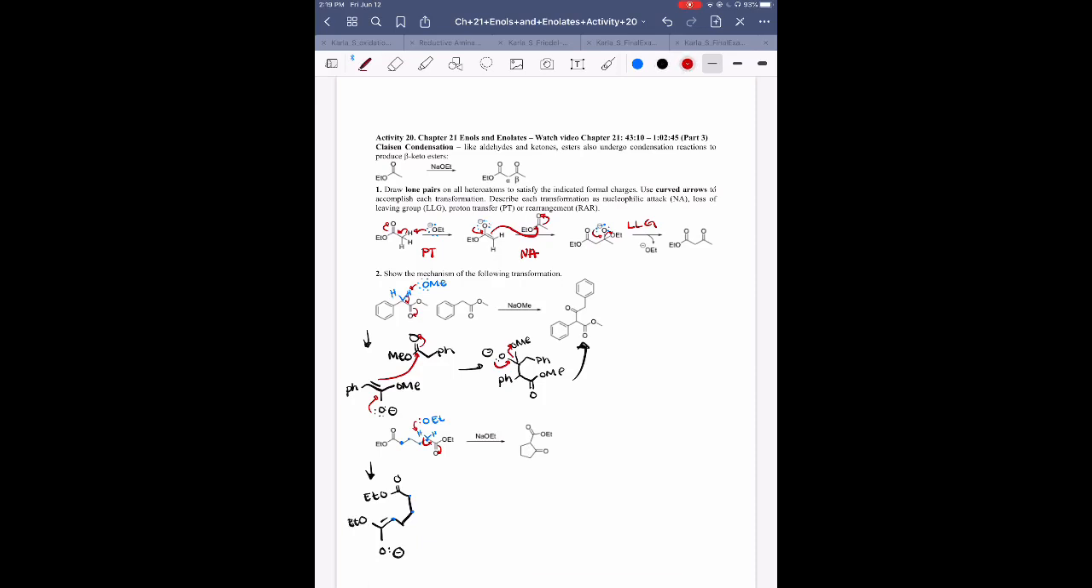On the second one, we're doing exactly the same as we did. So we're going to have to show the proton transfer, the nucleophilic attack, and the loss of leaving group.